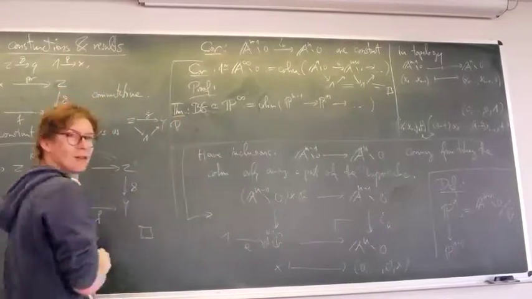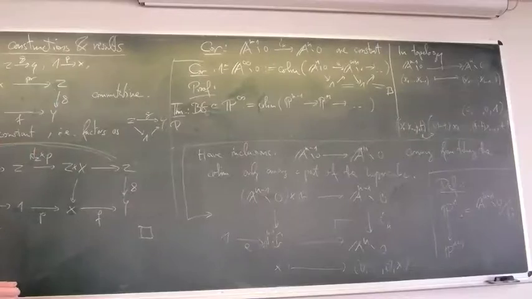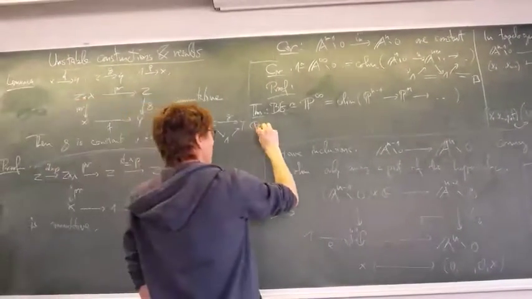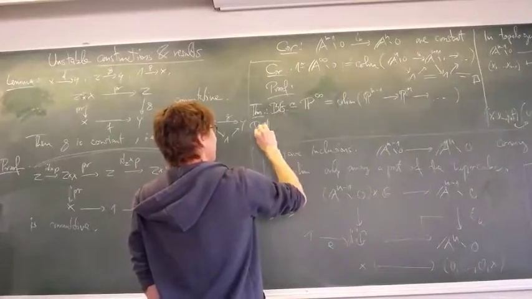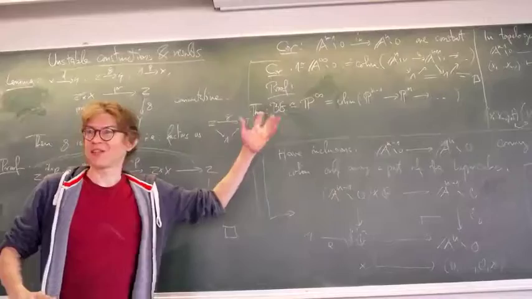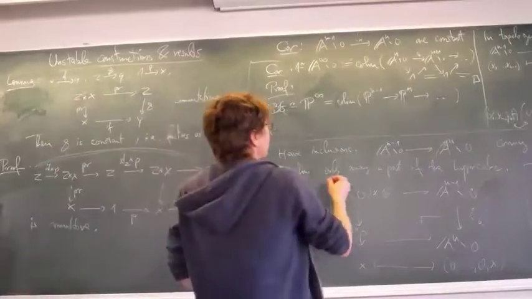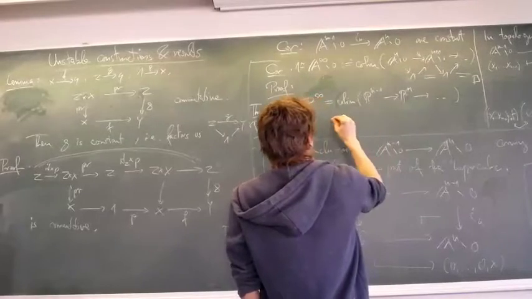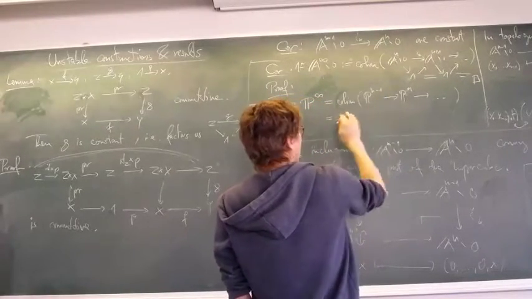And what's your definition of BG here in that context? I'll tell you. Then we can talk about why this is actually, in which sense, this classifies G bundles. So this colimit here.